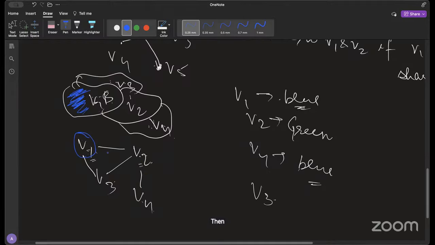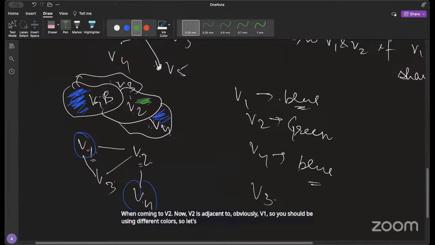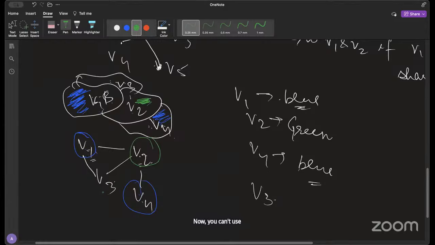Now V1 and V4 do not share an edge. That means they don't share boundaries, so you can color this one blue and this one blue too, right? And coming to V2, V2 is adjacent to V1, so you should use different colors. Let's use green here, and green for this one. Now you can't use green or blue for V3 because it's adjacent to both of these. So you should choose a third color, let's choose red. This one we'll use red.